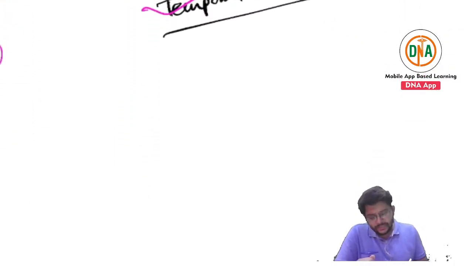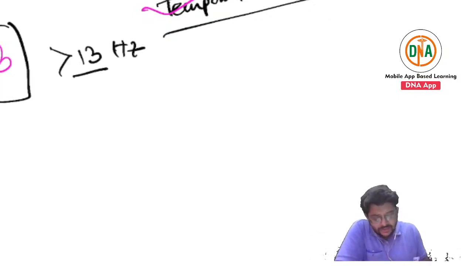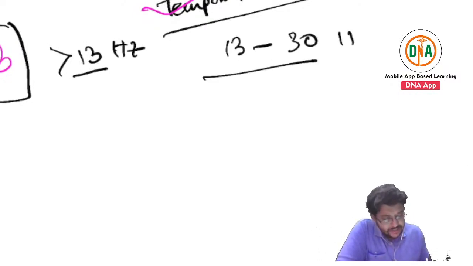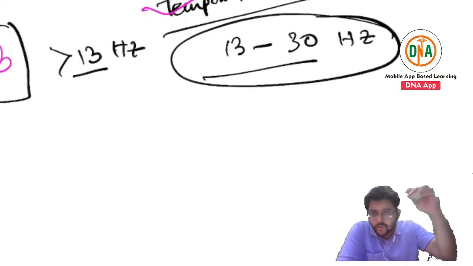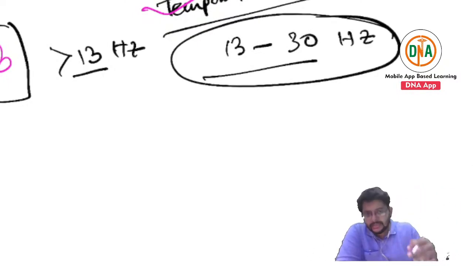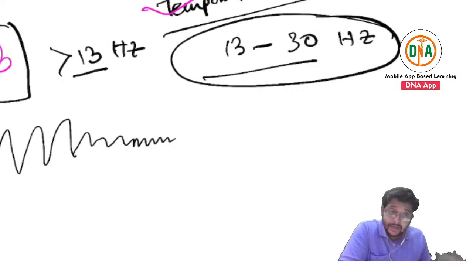Now we are moving to the beta. Beta wave is the second wave in the zone. The beta wave frequency is more than 13 hertz. Basically, 13 to 30 hertz is the beta wave frequency. So the frequency of beta wave will be more than alpha, and that means the amplitude will be less than alpha. So if alpha wave is this big, beta wave will be smaller, but their frequency will be higher.